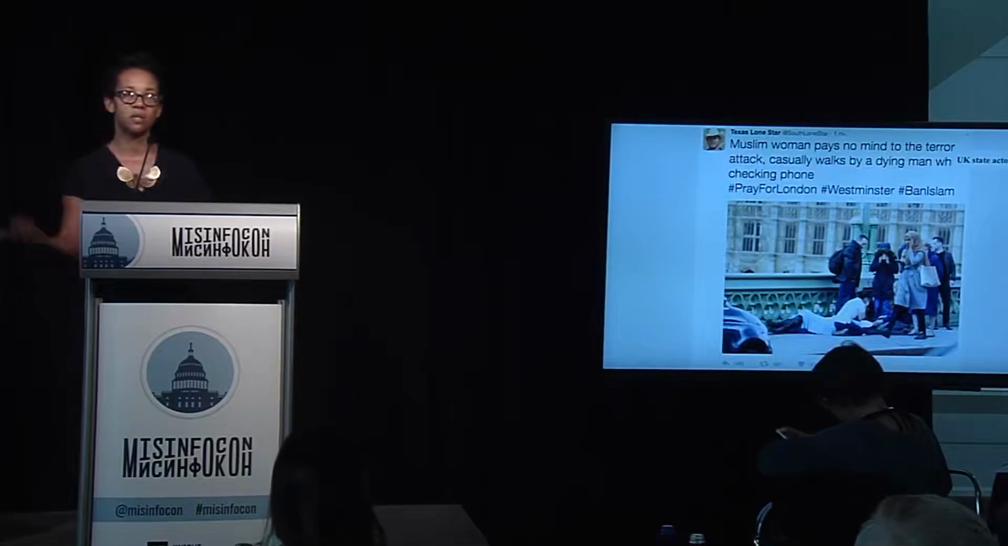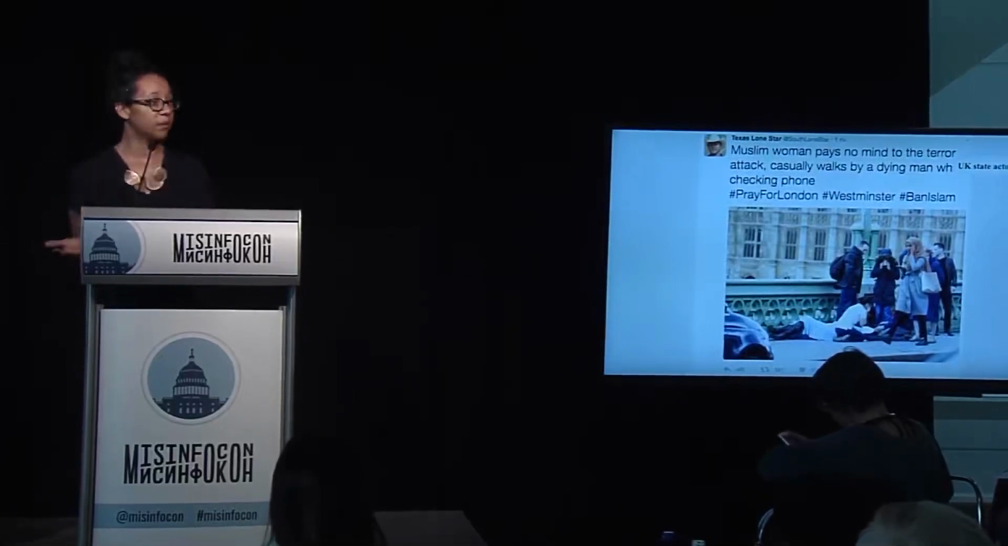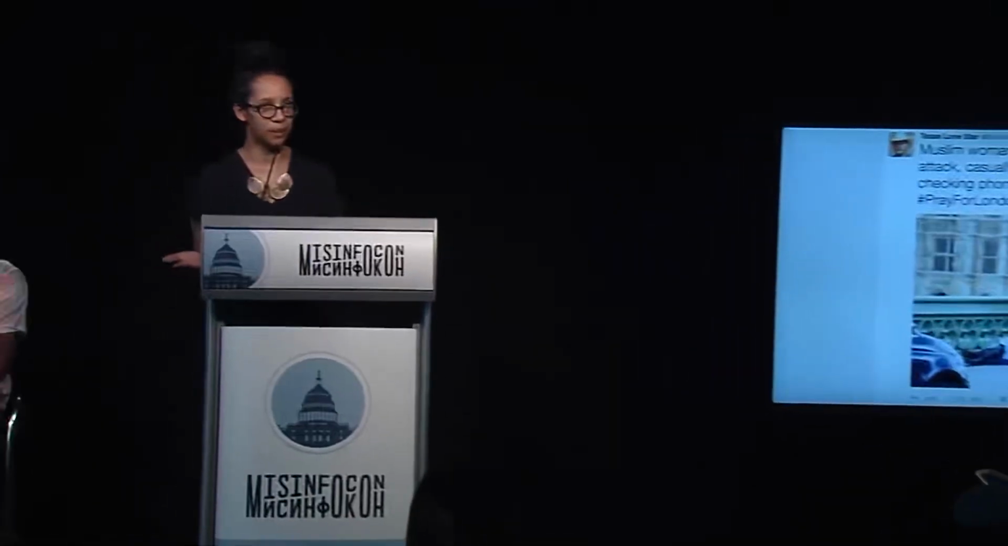And of course the damage is done because this image is still out there, and this kind of dominant framing, if you like, of the Muslims are the problem is of course out there, even though the debunk is also out there. So what we decided to do is to try and look at the role of images in mis- and disinformation in two big European elections, the French and UK elections last year.